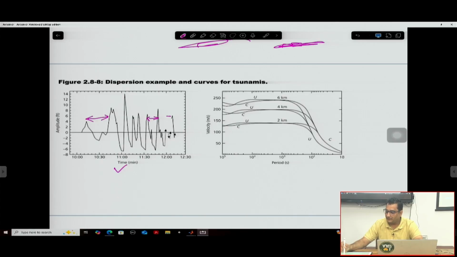And then if you look at the dispersion curves, you may see the longer period waves are showing almost flat dispersion curves, indicating that the group velocities and the phase velocities are the same for the longer period tsunami waves. While if you look at the shorter period tsunami waves, there is a difference in the values of group velocities and phase velocities.